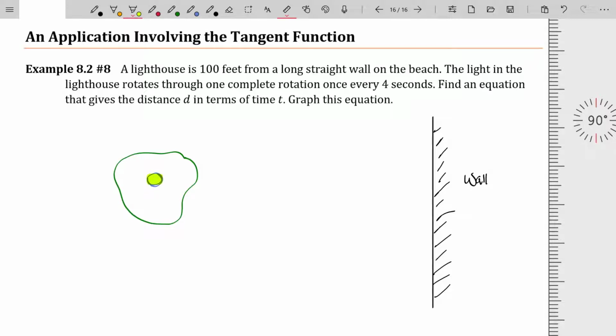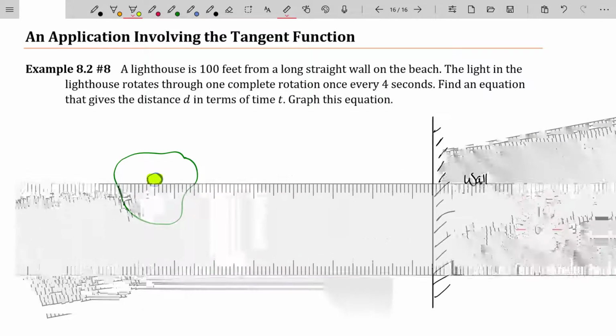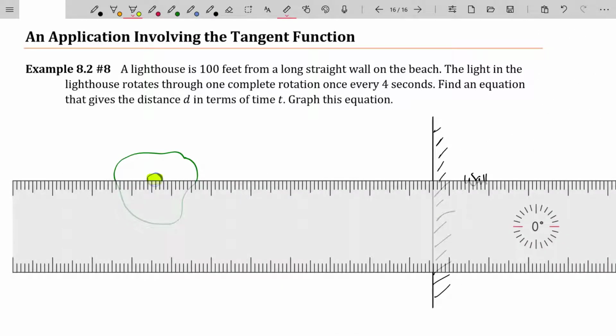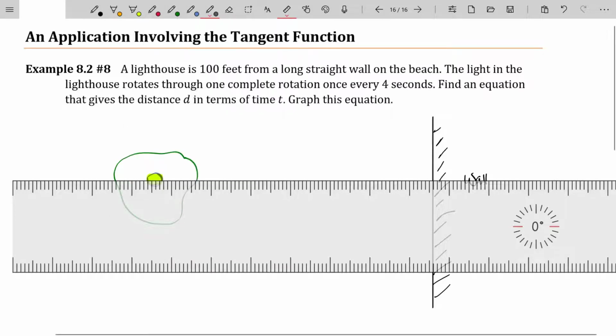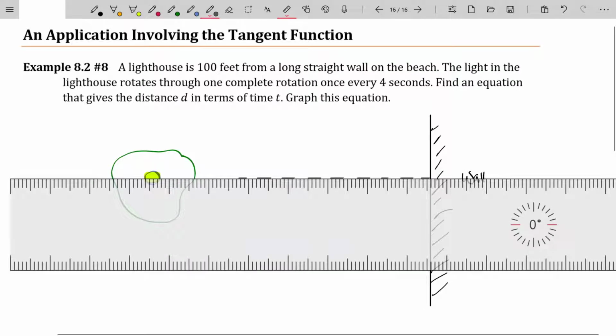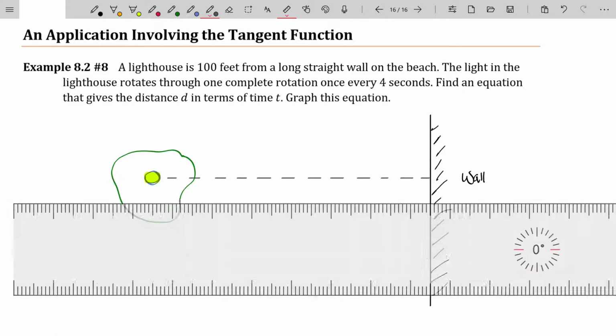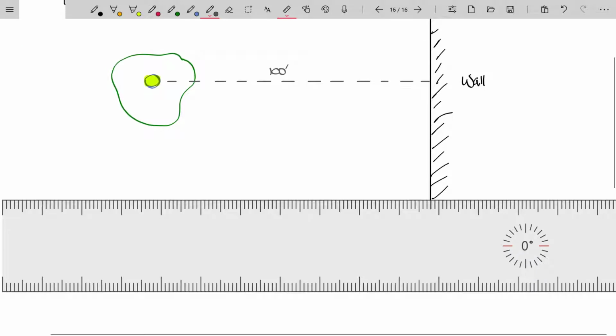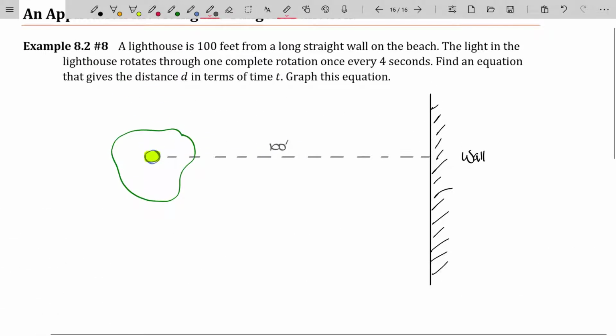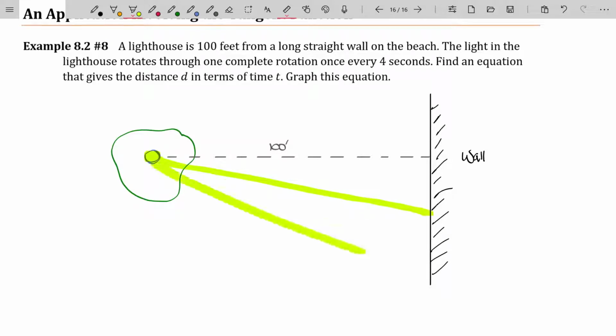And we know that the lighthouse is 100 feet away from this shoreline. So let's go ahead and maybe put a different color for that. And say that this distance right here is 100 feet. So I'm just, looks like I've created an egg, 100 feet. All right. And what I mean by d is that you have the light beam going out, hitting this and keeps moving, right? It keeps hitting along the wall, the beam of light.